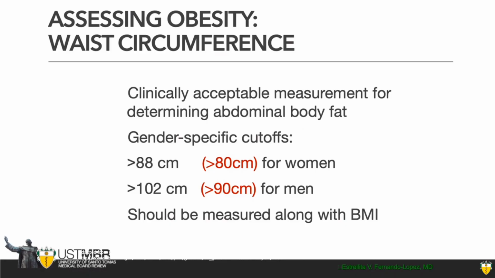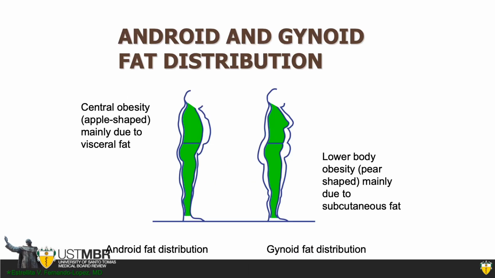For waist circumference, where the central visceral obesity, the metabolically active fats are, the normal should be less than 80 for women, less than 90 for men in Asia Pacific. Caucasians are 88 and 102. The pattern of obesity is bad if it's central, like apple shaped. It's not as bad if it's subcutaneous, like pear shaped obesity.